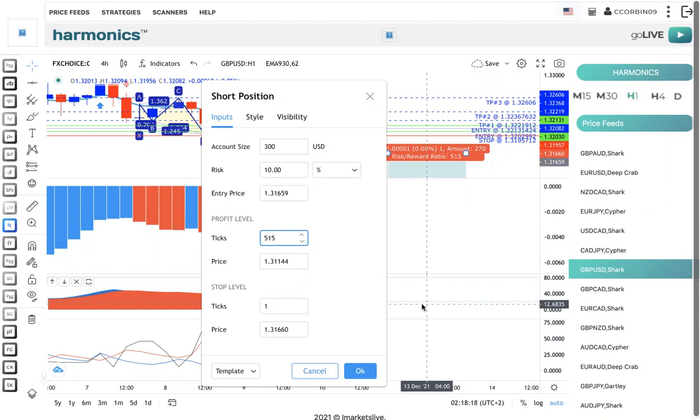So the EP is going to be 90.523. The TP is going to be 90.323, this is a sell. And the SL is going to be 90.723, this is a sell. All right, try that and let me know if it works.